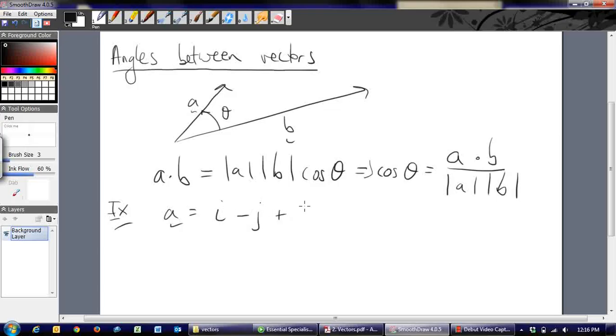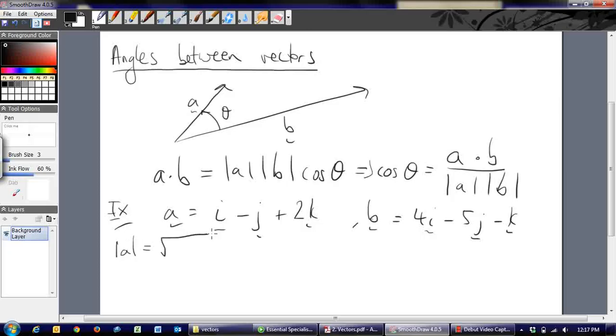A equal to i minus j plus 2k. Just making up numbers here. And B is equal to 4i minus 5j minus k. Let's find the angle between these two vectors. So, to find the angle, we'll need the dot product and we'll need the magnitude of A, magnitude of B. So let's just do all those things.